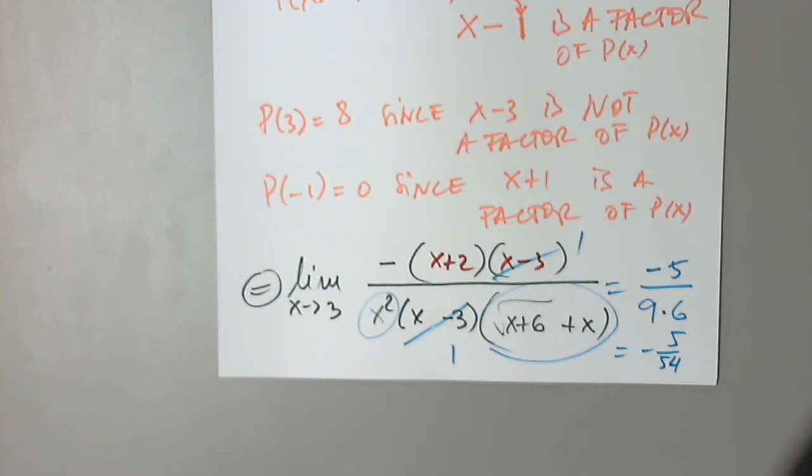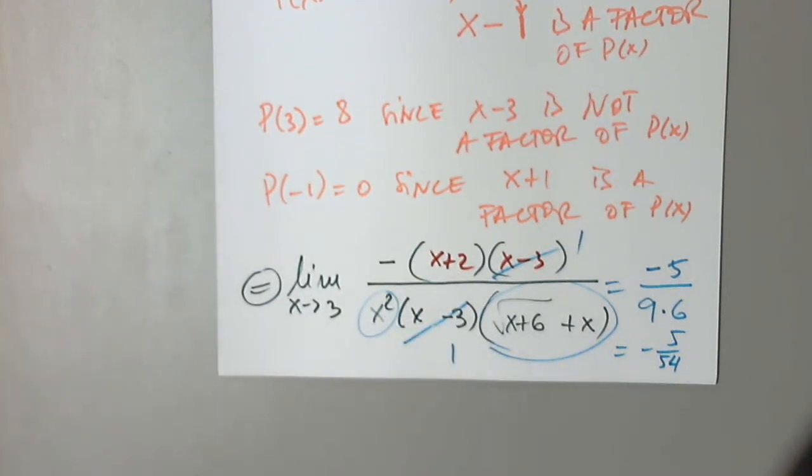So now you see we can assume anything. Initially we had 0 over 0. It had turned into negative 5 over 54. Very good. Okay. And the last limit. Any questions on this one?